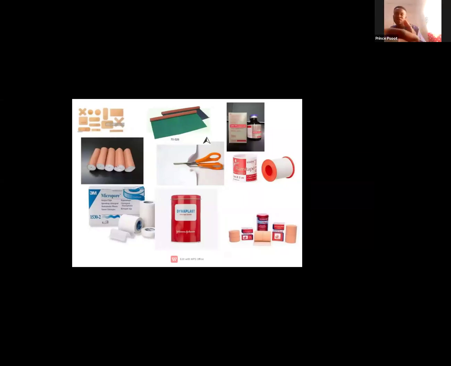Then there is the sterile gauze, we have the scissors, we have the tape, plaster, different things that we use for wound dressing. All these things are the ones that will be in the unsterile tray, or I call them the clean tray.